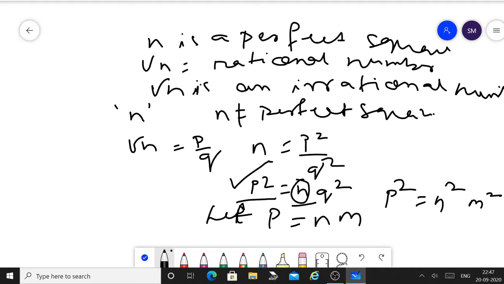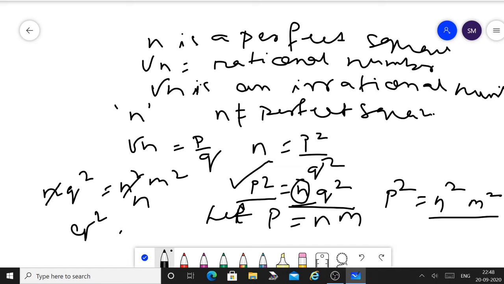We have taken p square equal to n q square. Here we get p square equal to n square m square. Equate them: n q square equals n square m square. Then we get q square equals n m square. This means q square is a multiple of n, so n is a factor of q square. If n is a factor of q square, n must be a factor of q.